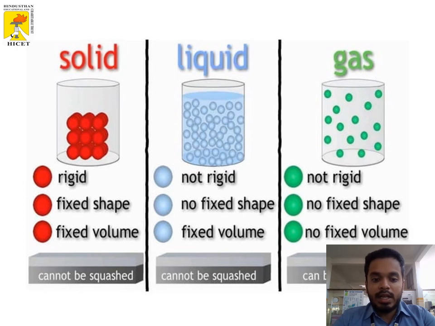So solid, liquid and gas. Solid is rigid, with fixed shape and fixed volume. Liquid is not rigid, has no fixed shape but has fixed volume. Gas is not rigid, with neither fixed shape nor fixed volume. This is the difference between solid, liquid and gas.